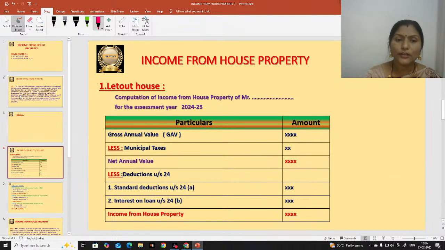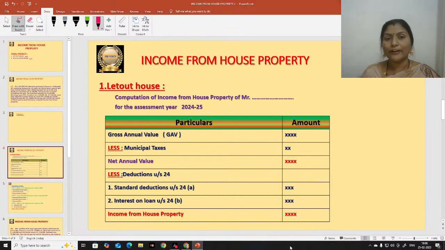What heading are we going to give? Computation of income from house property of Mr., with the name of the assessee recorded there, for the assessment year 2024 and 25. The present assessment year is 2024 and 25. We are going to calculate house property income for that particular assessment year, and we have to draw the columns: particulars and amount.